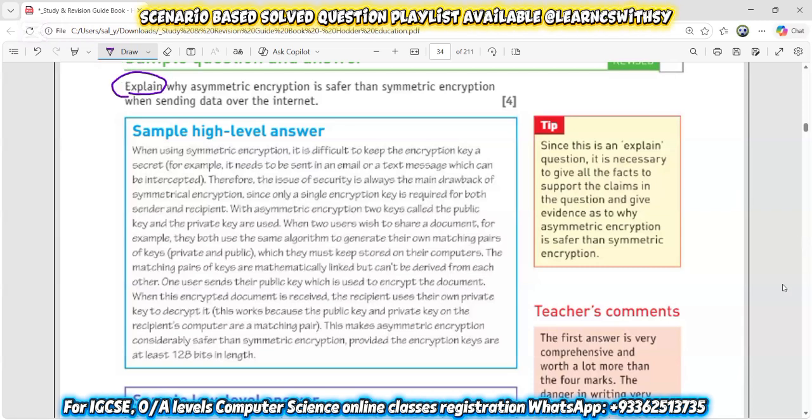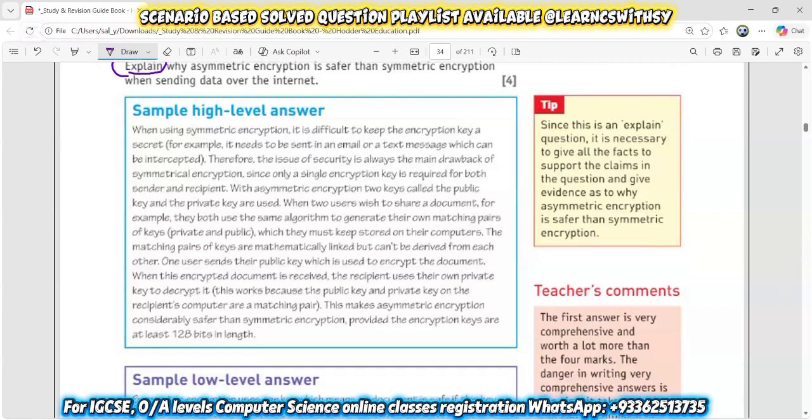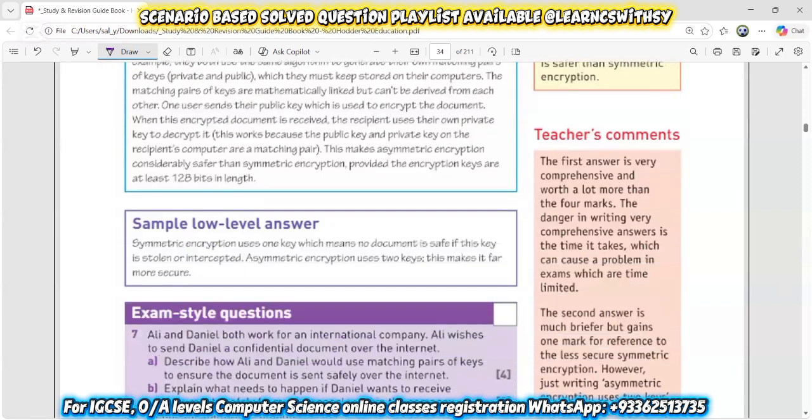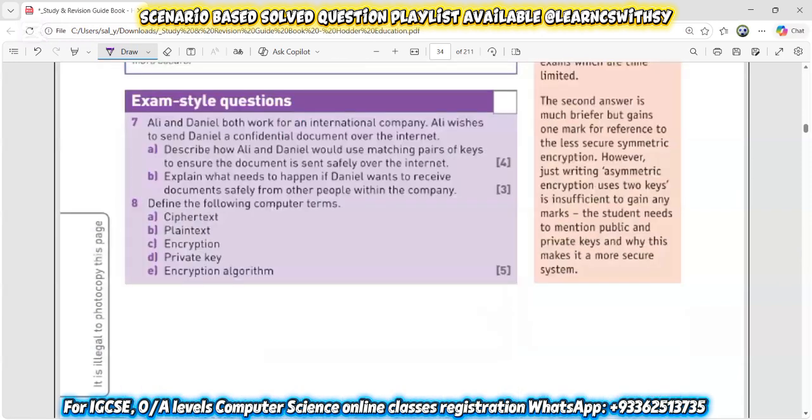Okay, that is the end of the chapter, and then there are the exam style questions. So inshallah, in the next class, we'll talk about another chapter.